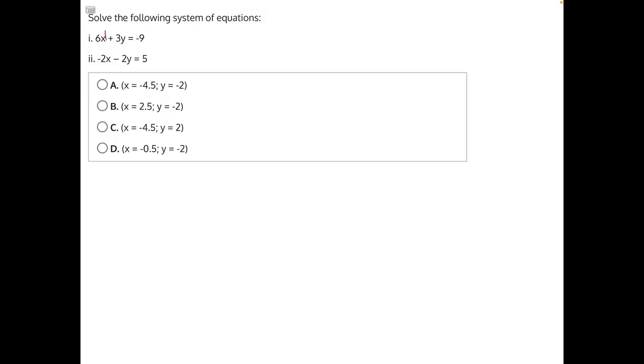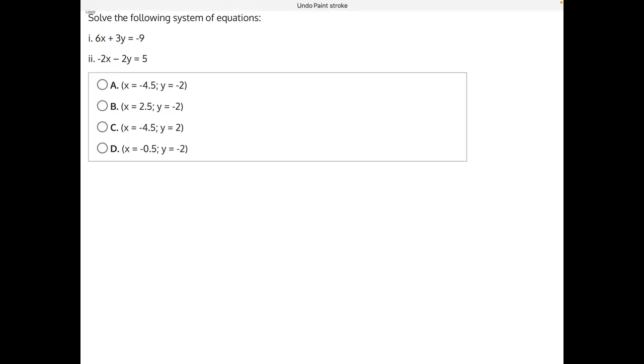If we start by looking at our y variables, we can see that we do have opposite signs, which is good. However, our coefficients, we would need to multiply something to both coefficients to make them match. I would have to multiply 3 by 2 and 2 by 3, and that's just some extra math that we don't need to do because our x variables are very well set up for elimination method. We have opposite signs, a positive and a negative, and we would only have to multiply or divide one variable.